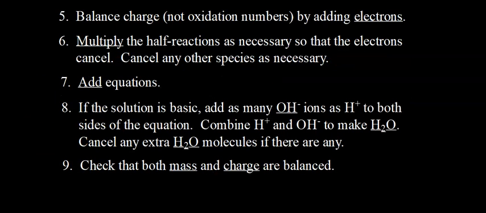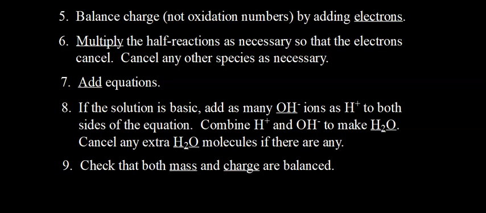Next, by this point, we will have mass balance. Our next step is to balance charge. We balance charge by adding electrons. So we need to look at the charges of each of these substances on the left and right side of our equations, and we balance charge by adding electrons. You will add electrons to the more positive or less negative side so that the charge is the same on both sides.